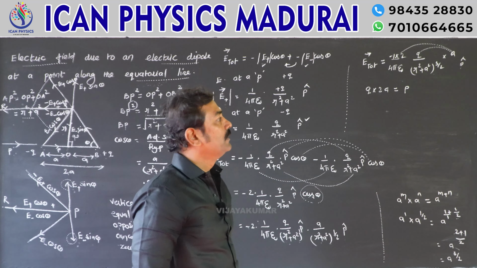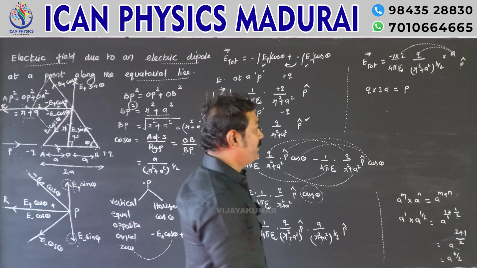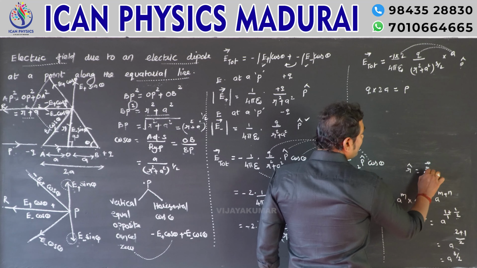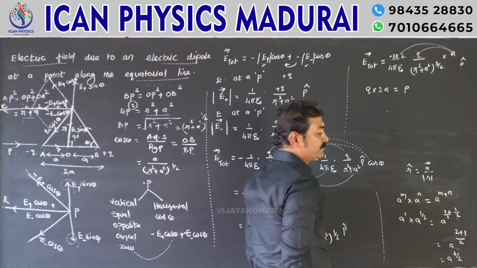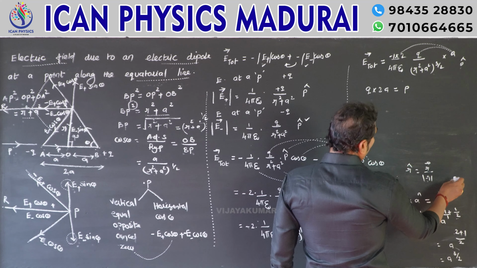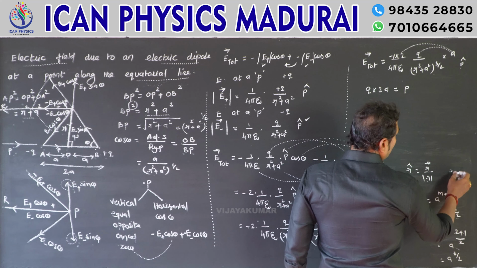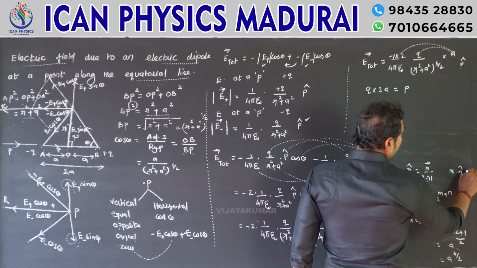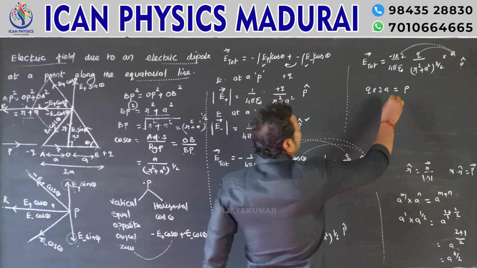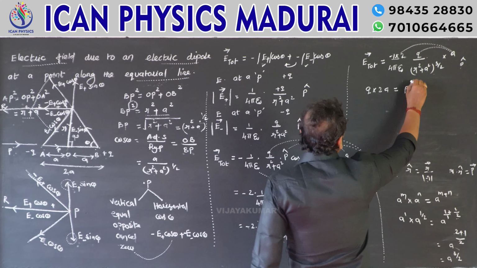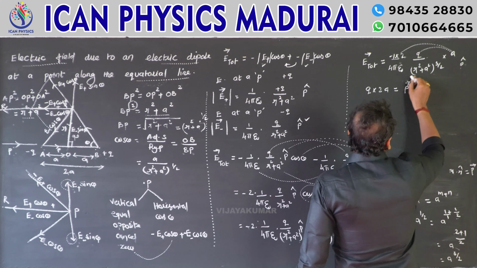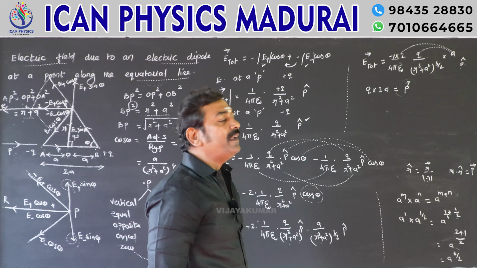Now we need to combine all this into one. We know that r cap equals r vector by modulus of r. Taking the modulus of r over, r into r cap equals P vector. So the value of Q into 2a is P, so it can be taken as P vector. Q into 2a into P cap, all of this, we can put as P vector.